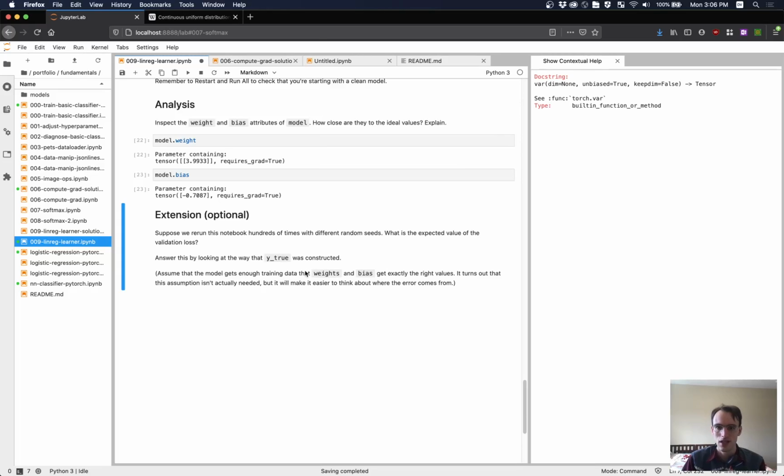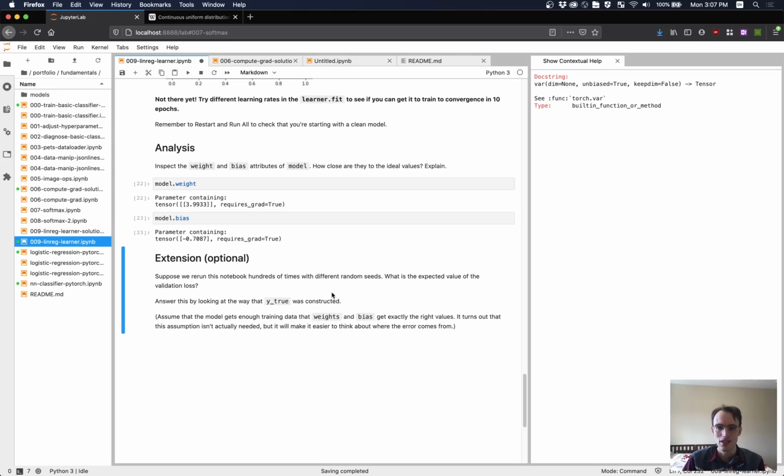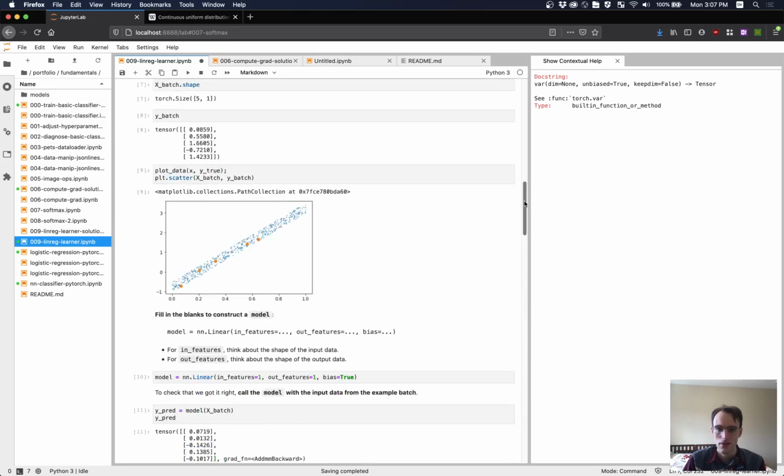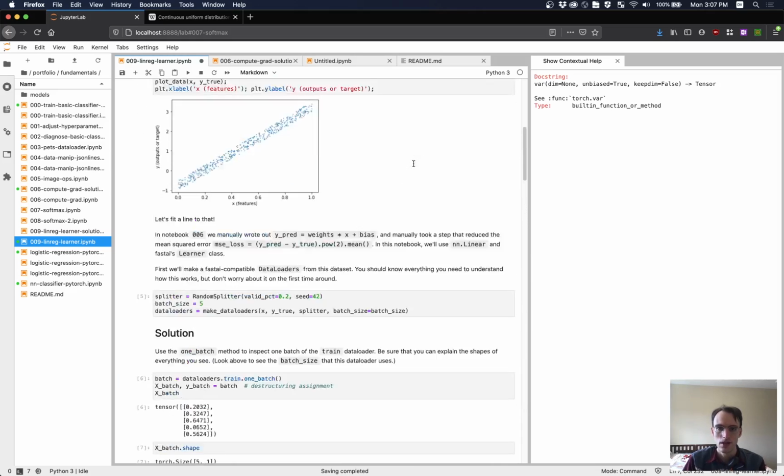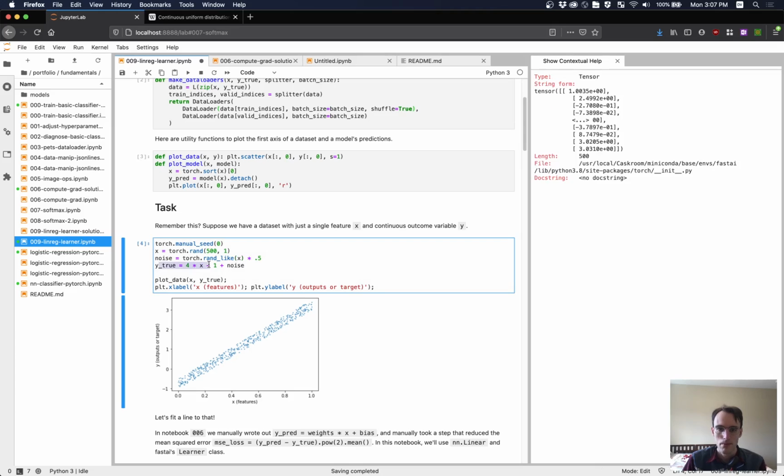Optional extension. Here we go. Suppose we reran this notebook hundreds of times with different seeds. What's the expected value of the validation loss? So we're going to look at how y true is constructed. We made our y true way up here by taking 4x minus 1 plus noise.